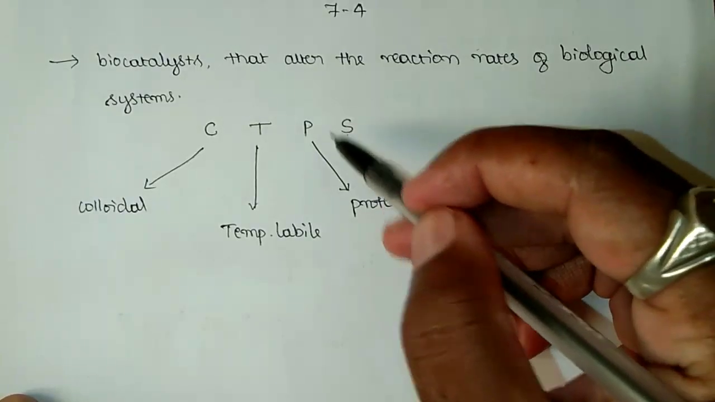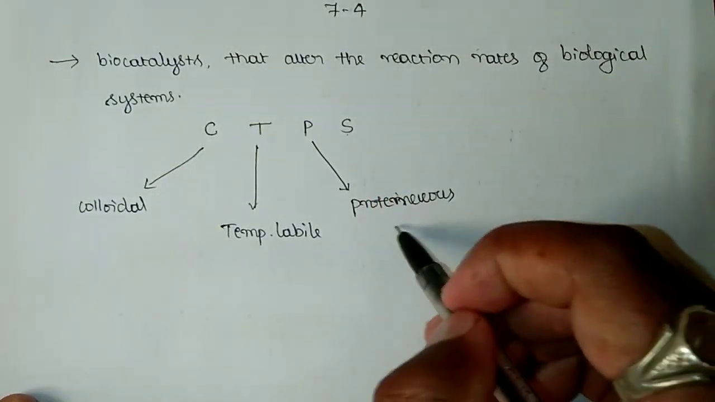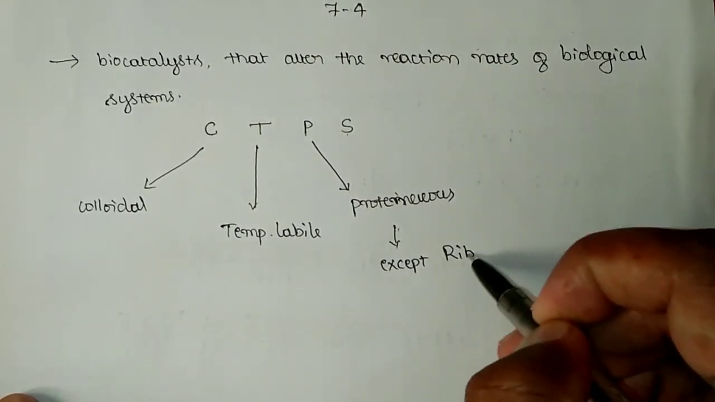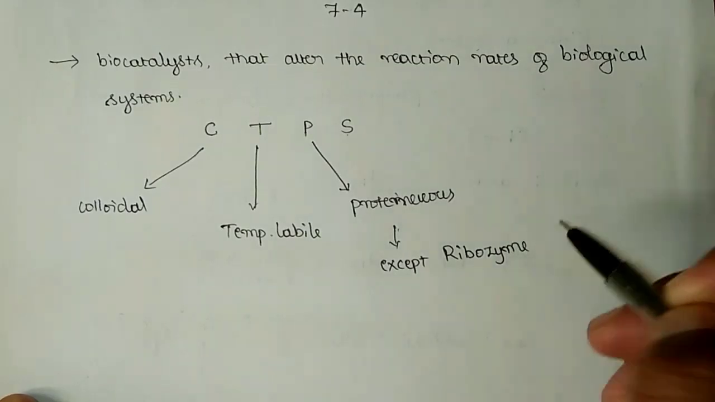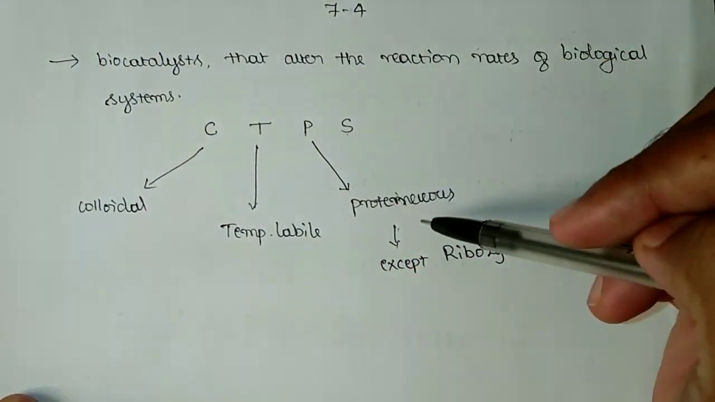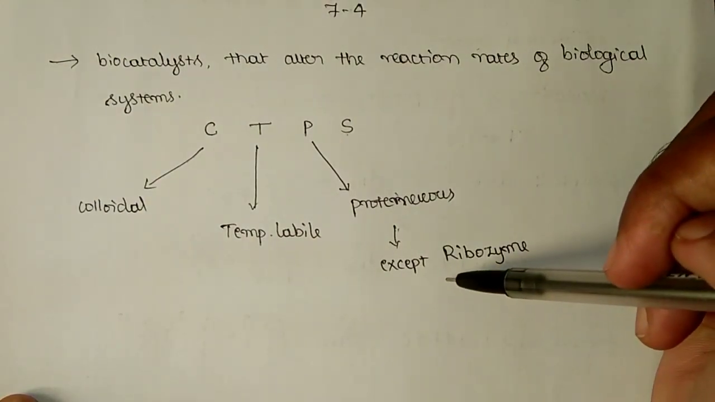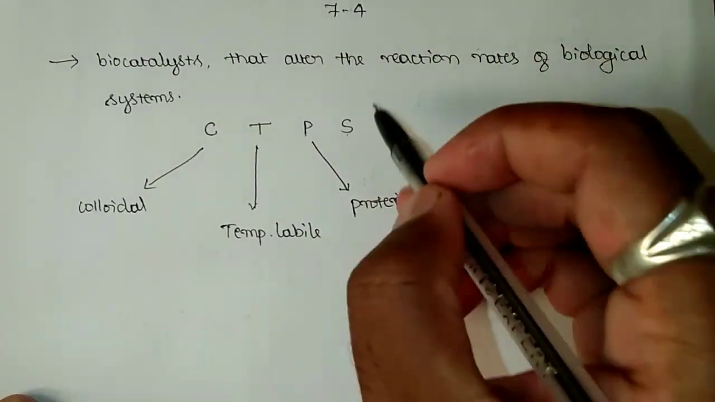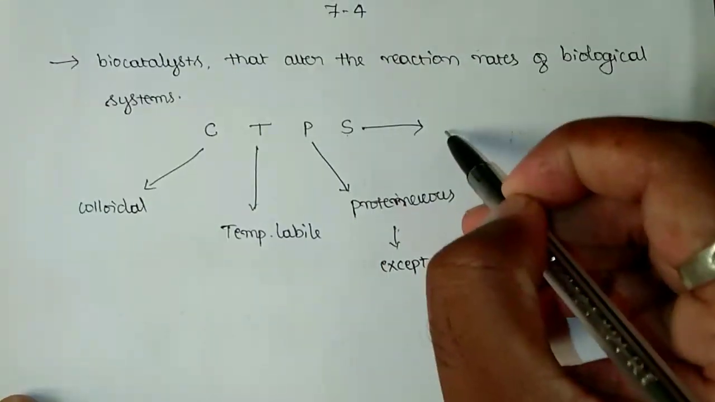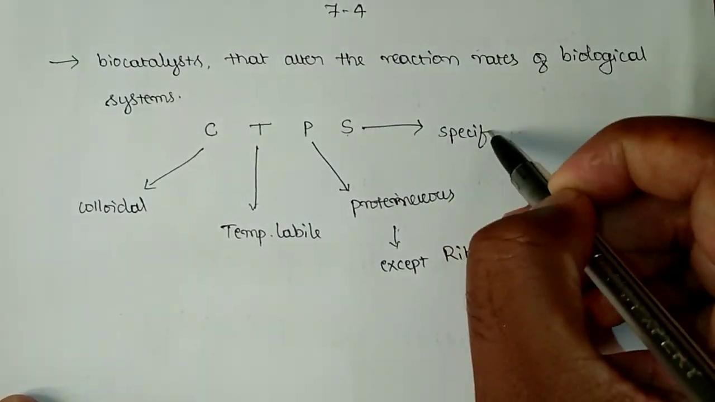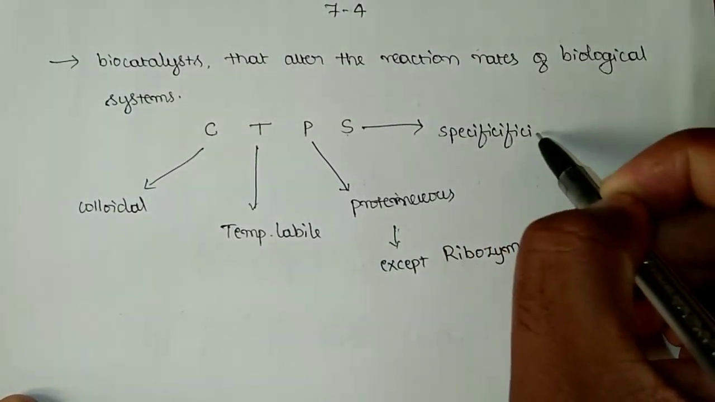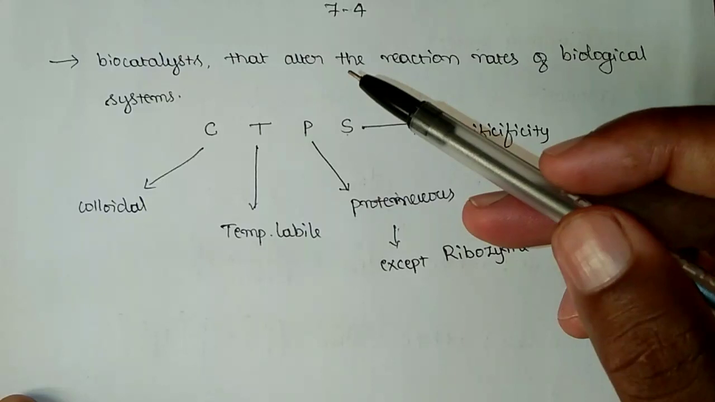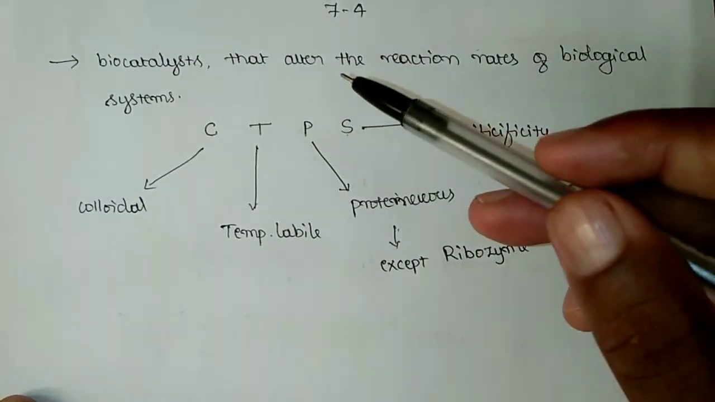That means the majority of enzymes are proteins except ribozyme. All the remaining enzymes are proteins in nature. This ribozyme acts as a catalyst, and the catalytic activity is due to the presence of an RNA molecule. And S accounts for specificity. That means the enzymes are highly specific in nature. That means each and every enzyme will act towards only one type of material or only one type of reaction.